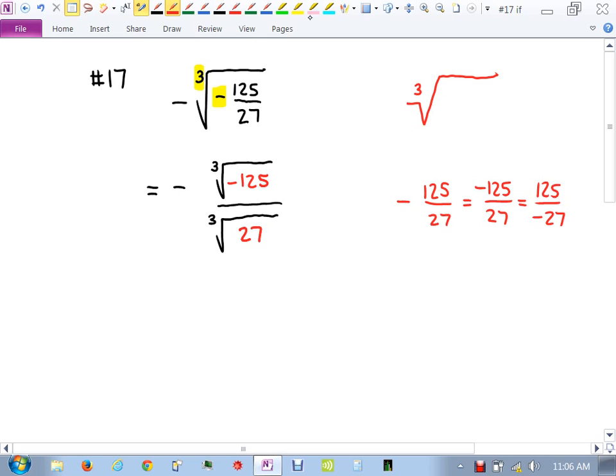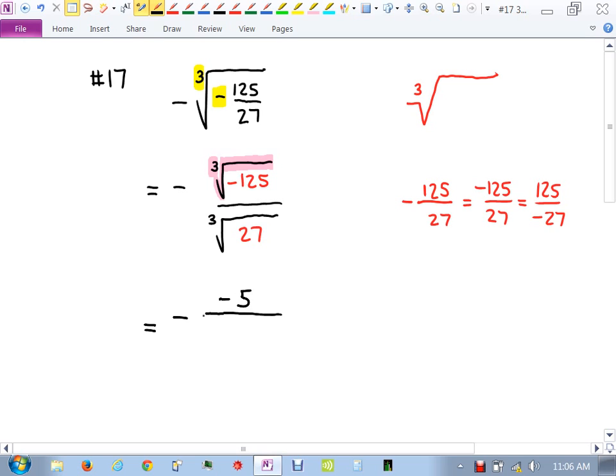Now, let's ask ourselves, what is the cube root of negative 125? So start thinking about perfect cubes. What are the perfect cubes? What's 2 cubed? What's 3 cubed? What's 4 cubed? What's 5 cubed? What's 6 cubed? Right? What cubed gives you 125? 5, right? Now, I can't have 5 as an answer. I have to have what? Because it's a negative under the cube root, your answer must be -5 on top.